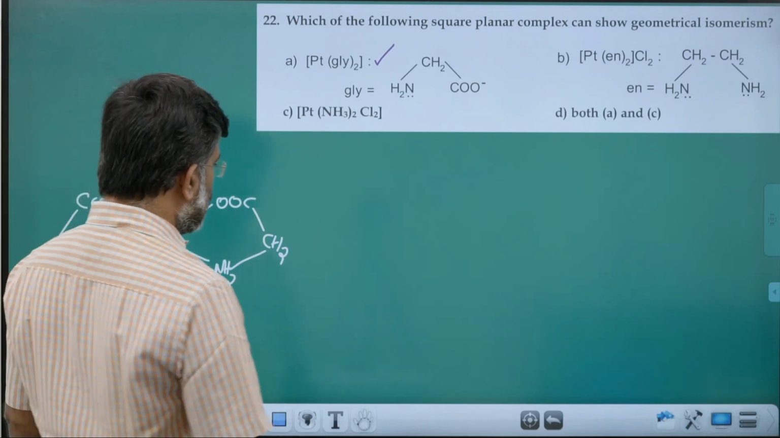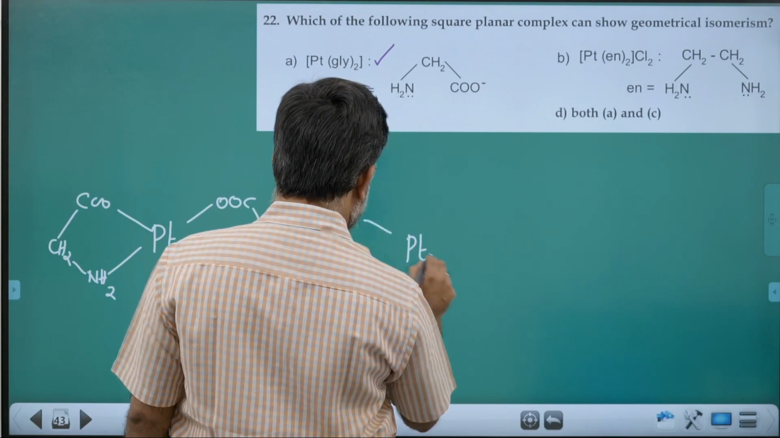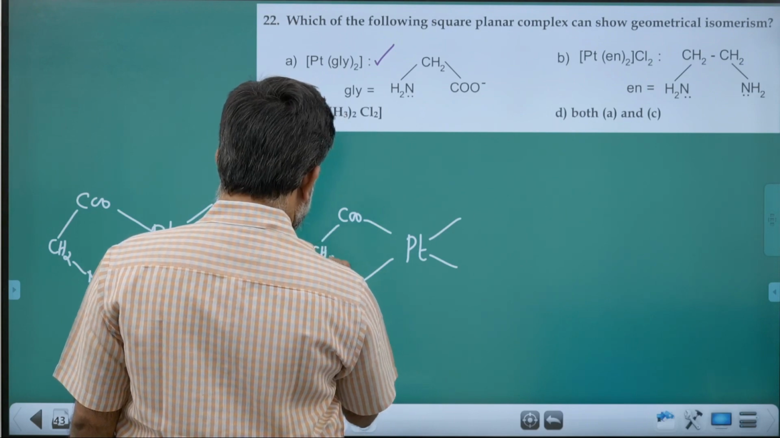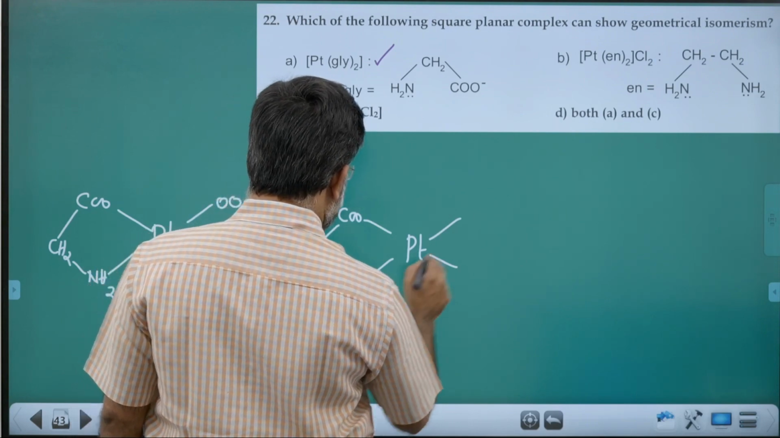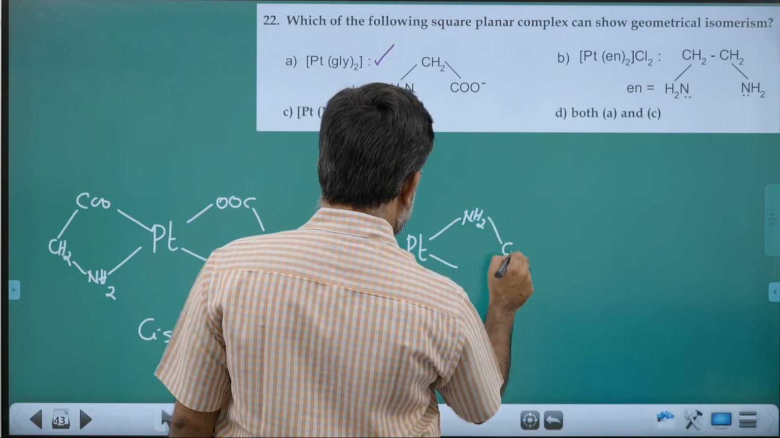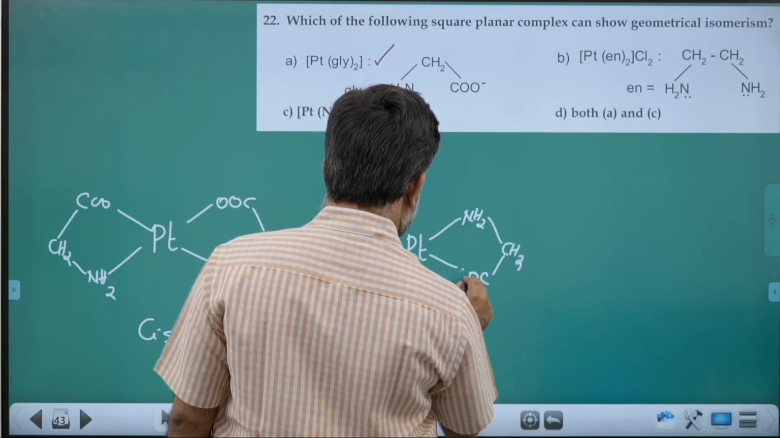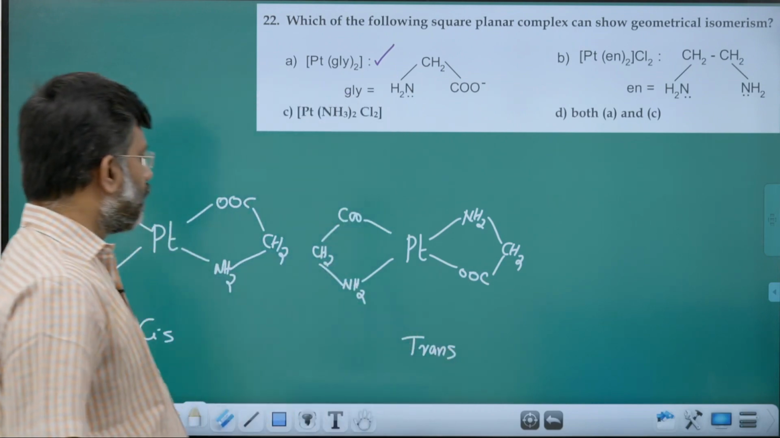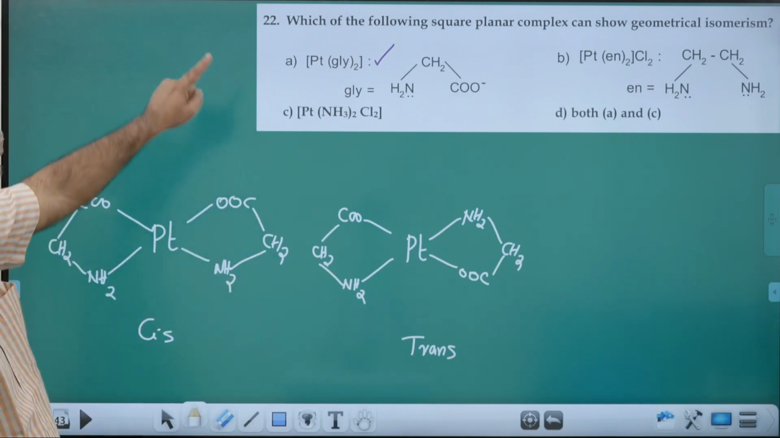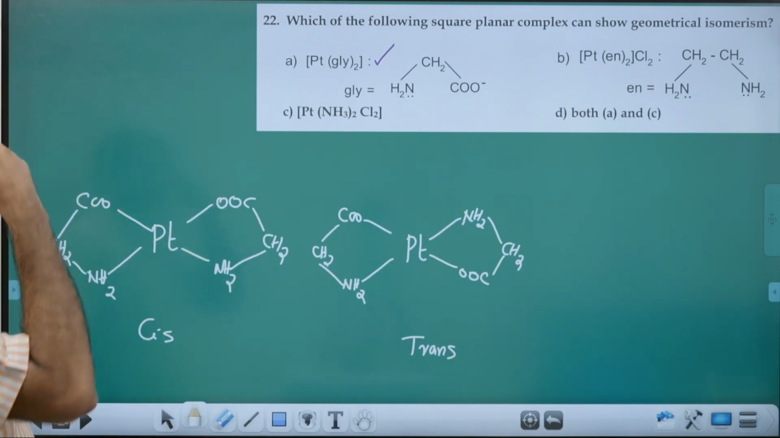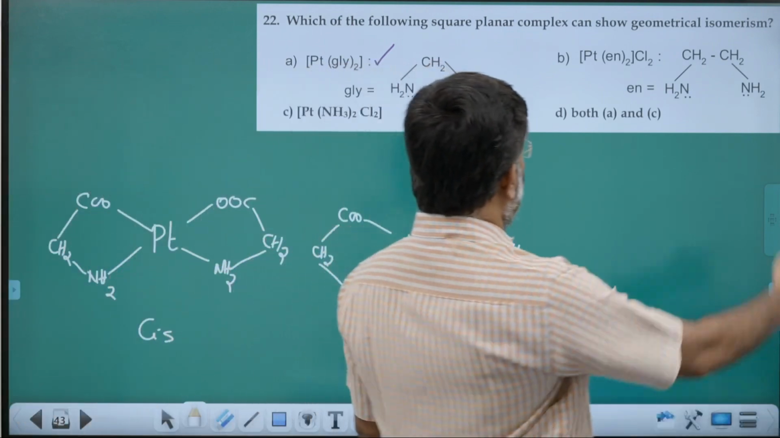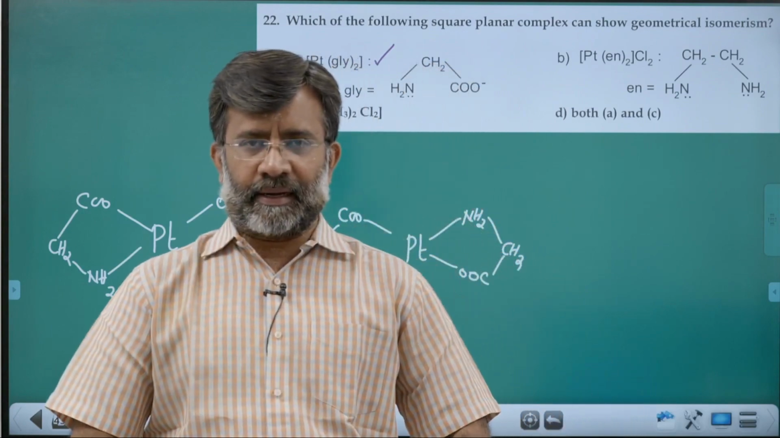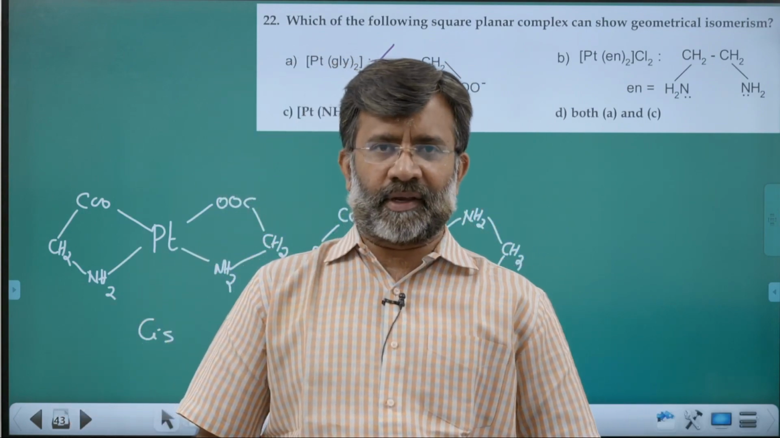If you make it opposite, that is trans. COO minus, CH2, NH2, NH2, CH2, COO minus. This is trans. So cis-trans isomerism is possible for option A, while that is not possible here because it is a symmetric bidentate ligand. A symmetric bidentate ligand cannot give you such a configuration.